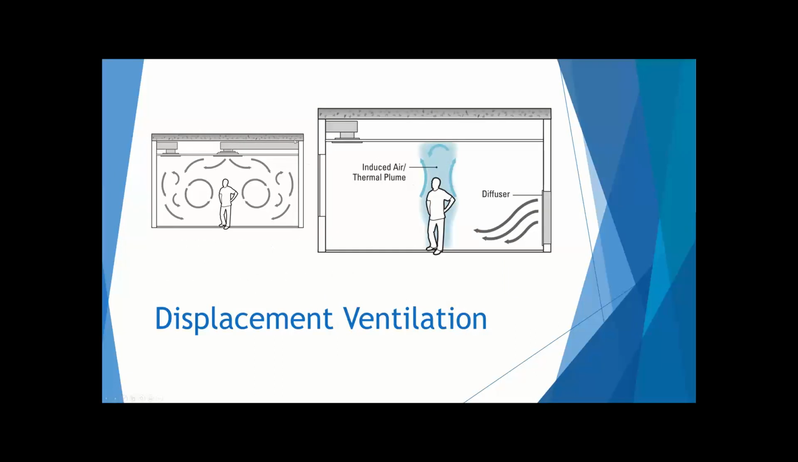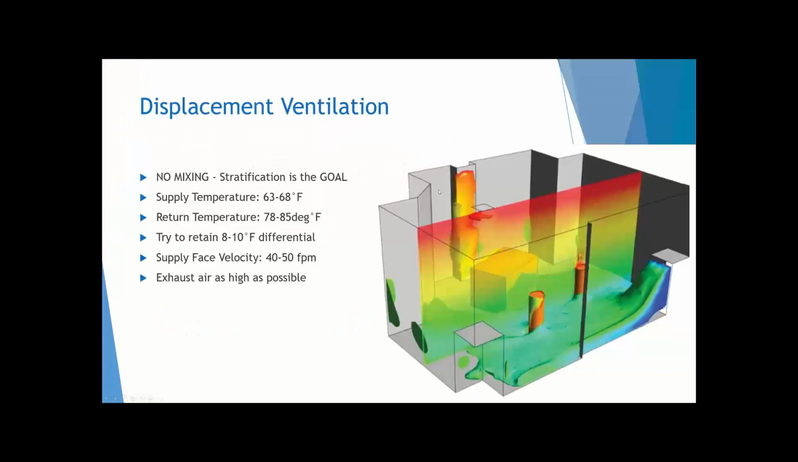On the left here, obviously we have our mixed system that we've been talking about, but now we'll be talking about what this is right here. And remember that thermal plume right there, because that's induced air from this diffuser. So displacement ventilation. This is where stratification is actually the goal. There should not be any mixing whatsoever, because once you start mixing that system, you end up losing your ventilation effectiveness. So what you're doing is you're actually supplying 63 to 68 degree air at this face of the diffuser so that it just falls out along the floor.